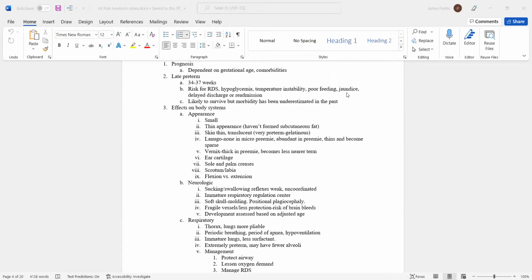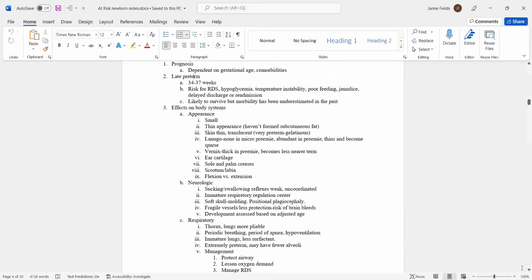Also think about what happens in the last part of pregnancy. The last few weeks of pregnancy, they're adding fat, right? So less subcutaneous fat. Now, probably at 30 weeks, it's not going to be transparent, but when we're looking at those tiny 23, 24 weekers, you can see through their skin. Okay. All right, so now I want you to think about neurologic differences.